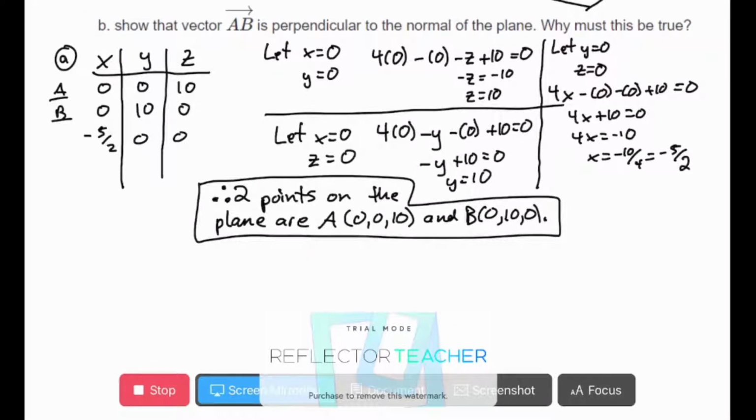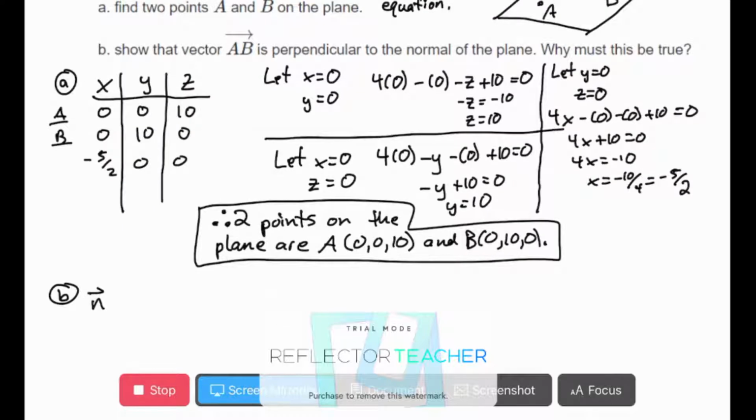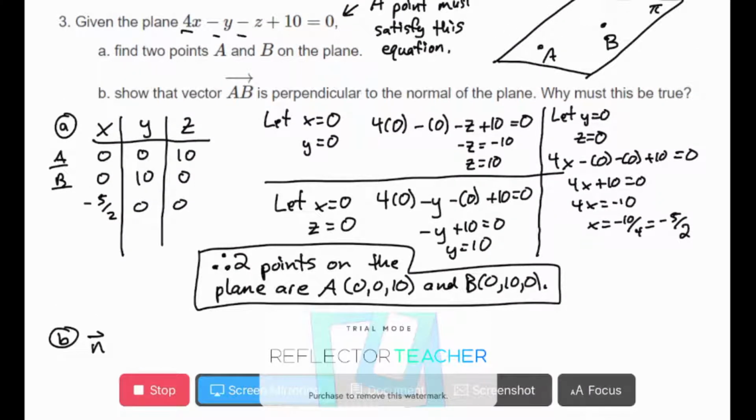Show that the vector AB is perpendicular to the normal of the plane. Why must this be true? Well, let's start by stating what those pieces are. So I'm going to have my normal vector, and remember that's just my ABC values for my equation up here.